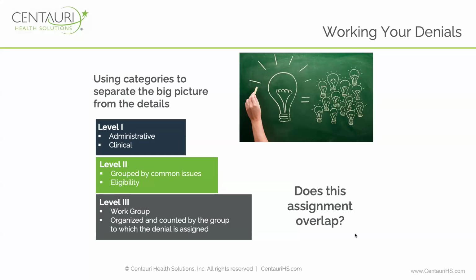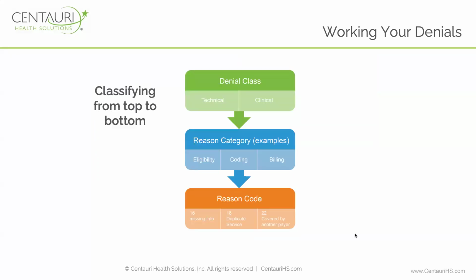I'm never going to get paid for this, so I'm not going to work it, etc. So I tend to look at it this way: denial class, and then I go to reason category, which are bundles of cards to me. So I take all the eligibility ones together, like the COB ones, the data service after coverage, all of those are generally worked by one group.